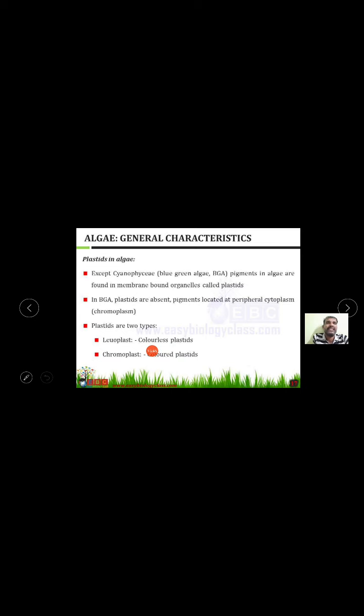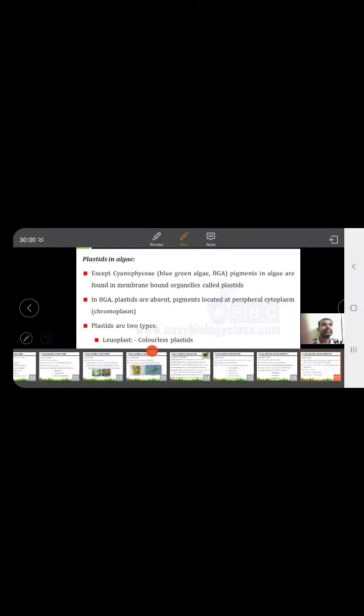Next, plastids are classified into two kinds, majorly: leucoplast and chromoplast. Leucoplasts are colorless plastids, and chromoplasts are colored plastids. Chromo means showing color, whatever the color.